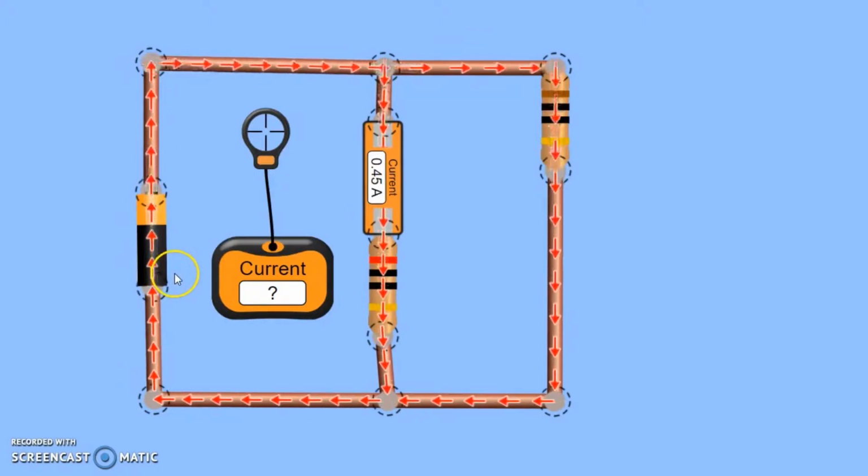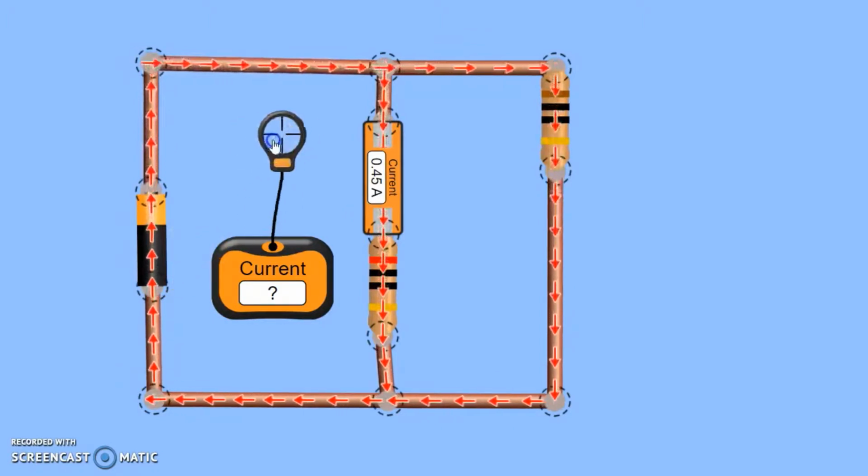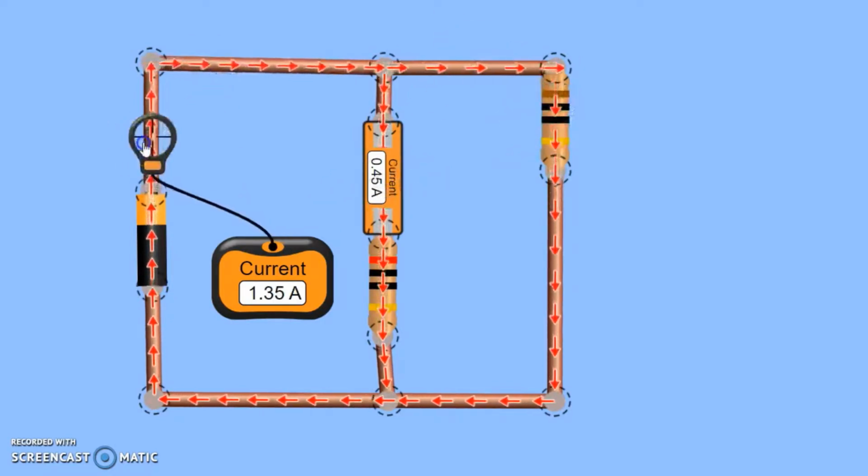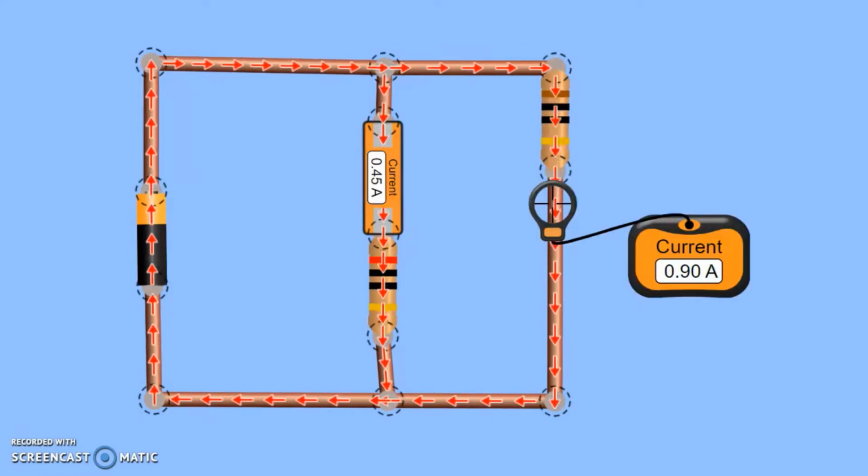The total of these currents is equal to the source current, as can be seen with the 0.4 amps and the 0.9 amps equaling the 1.35 amps of the source. This model also shows how the value of the resistors determines the amount of current that can pass through, with a larger 20 ohm resistor receiving less current than the 10 ohm resistor.